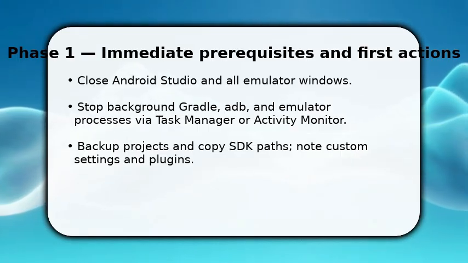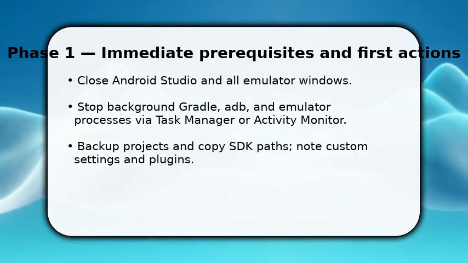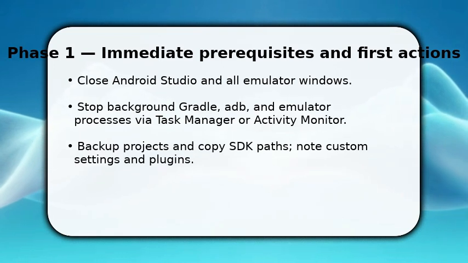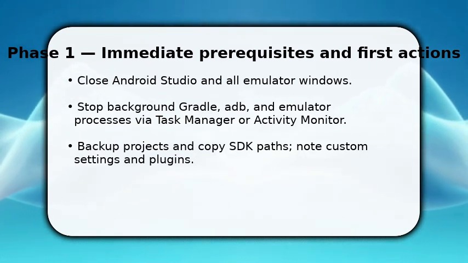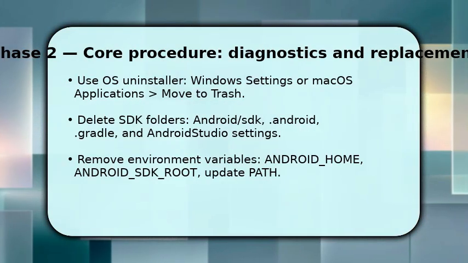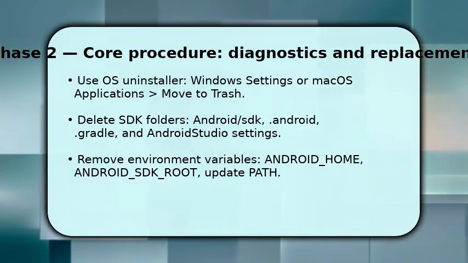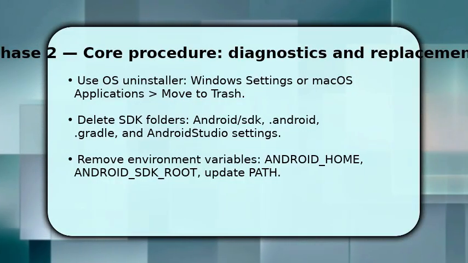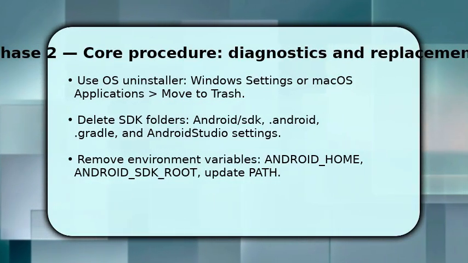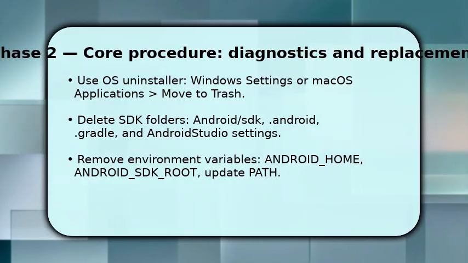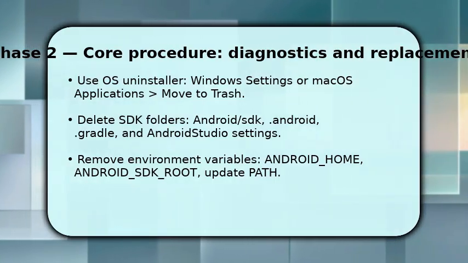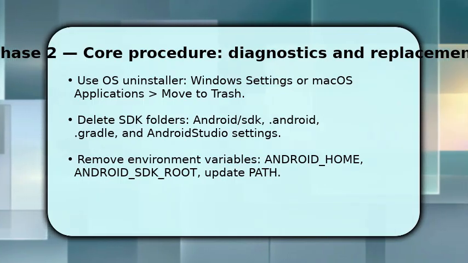Now proceed to remove application files while preventing locked file errors. You now remove the application and the heavy SDK footprint. On Windows, use Settings Apps to uninstall Android Studio. On macOS, drag the app to trash. Then delete the Android SDK folder and related hidden folders: Android, Gradle, and Android Studio configuration directories, because they store caches and plugins.